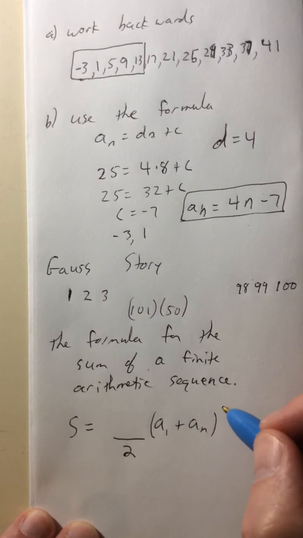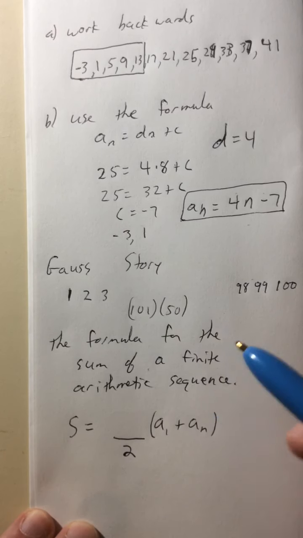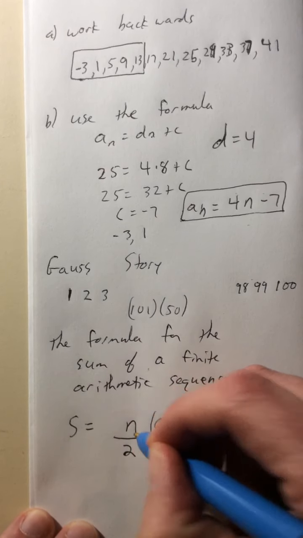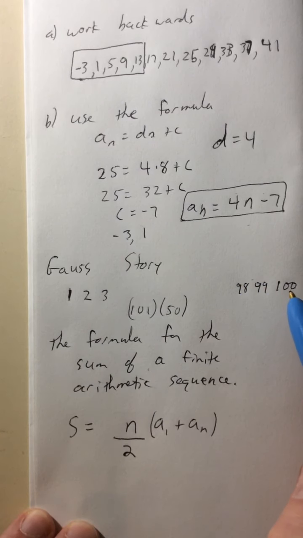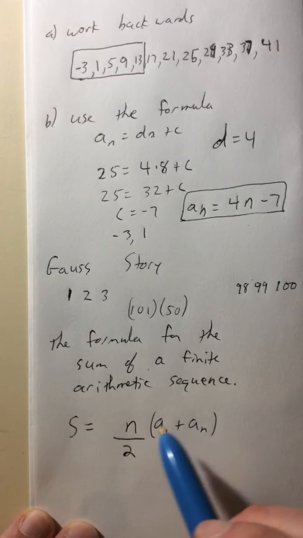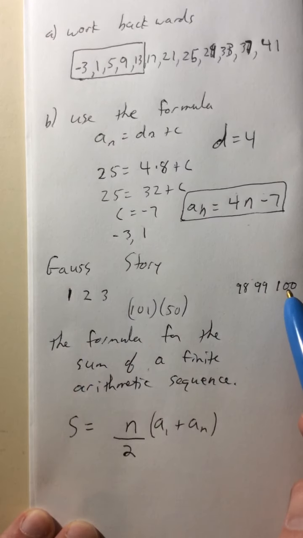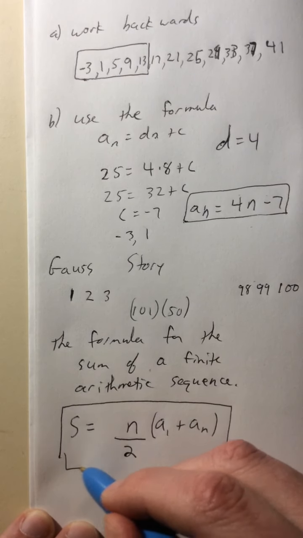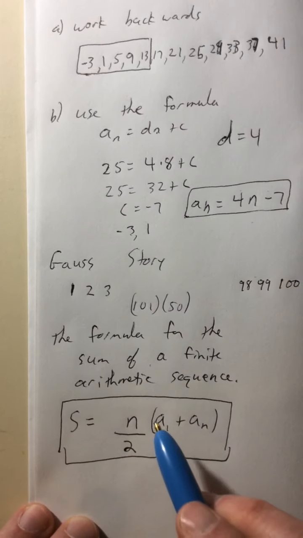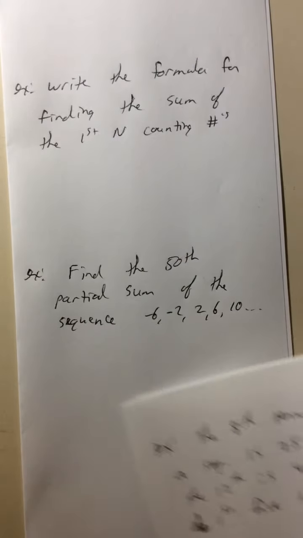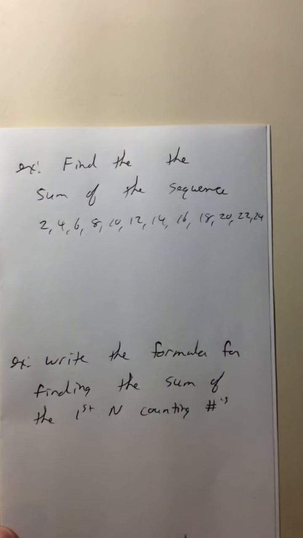And then I'm going to multiply by the number of pairs that I have, which is really n over 2, right? Because we had 100 numbers, divided by 2 is 50. So here's the number of pairs, and here's the sum of each of the pairs, the first one and the last one. Very clever. So there's your formula for the sum of an arithmetic sequence if we know the first term and the last term. So that's our formula.